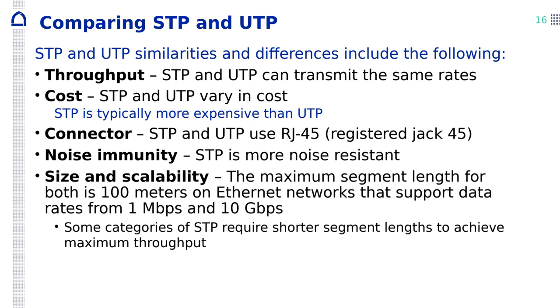Throughput: STP and UTP can transmit the same rates. STP and UTP vary in cost. Which one is more expensive? STP. What connector do we use? It is called RJ45. That connector is called RJ45.